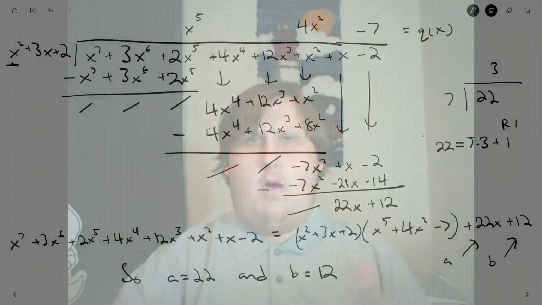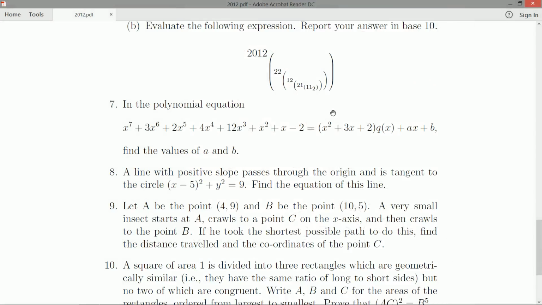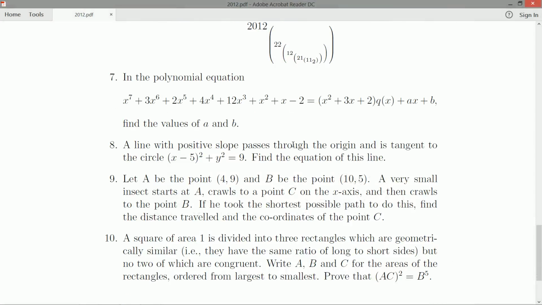But there we have it. A is 22, B is 12, and that was all, right? Let's go back and check. I think that's all we needed to do for 7. Yep, just find the values of A and B. Boom, we're done. So we got 8, 9, and 10 left to go. In the next video, we're taking a look at question number 8.